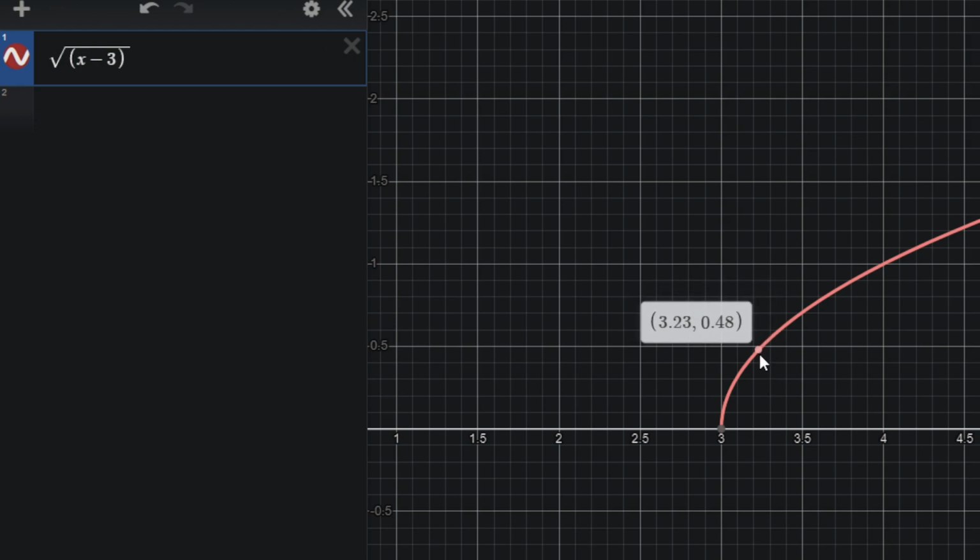The limit as x approaches 3 from the right is indeed 0. We can confirm this from the graph. That's the point that it's going to from the right. The limit as x approaches 3 from the left, there is no from the left, right? This function is not defined to the left. So the limit overall is not going to exist because of this. Okay.